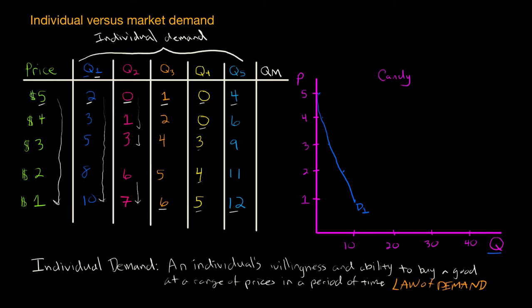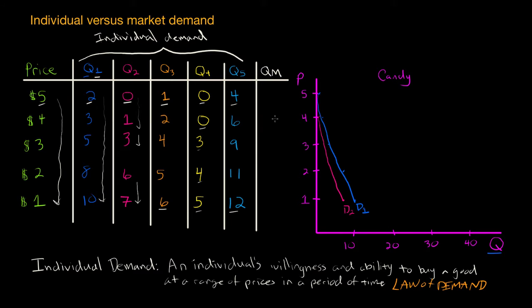I can do the same thing for individual 2. At a price of $5, 0 units are demanded by individual 2. As the price falls to $4, 1 piece of candy is demanded, and I'm just going to estimate because at a price of $1, I know 7 pieces of candy are demanded, so that gives me a demand curve for individual 2. That looks something like this. I'm not going to connect all the points there, my graph will get very cluttered if I start to do that. Let's look at individual 3, plot individual 3's demand curve.